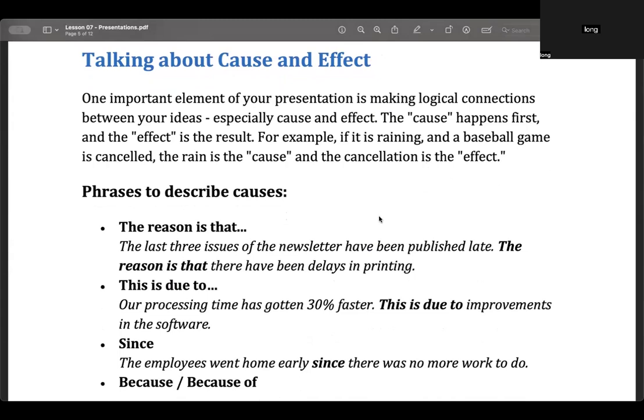Talking about cause and effect. One important element of your presentation is making logical connections between your ideas, especially cause and effect. The cause happens first and the effect is the result. For example, if it's raining and a baseball game is canceled, the rain is the cause and the cancellation is the effect. Phrases to describe causes.